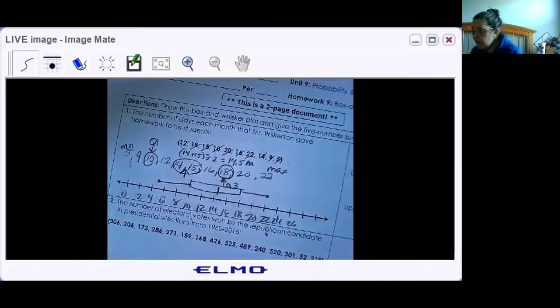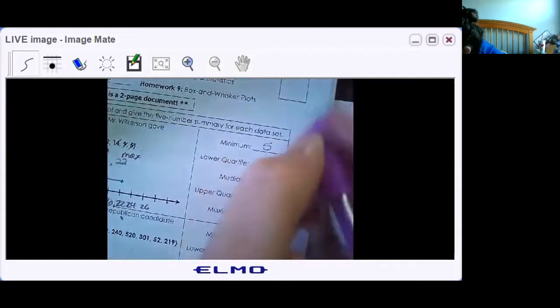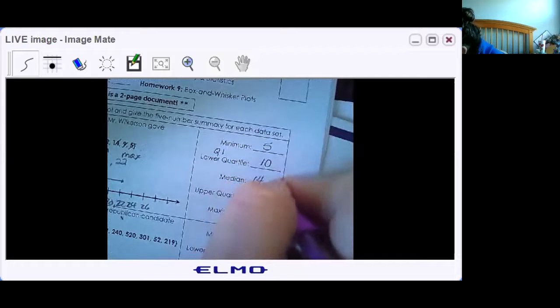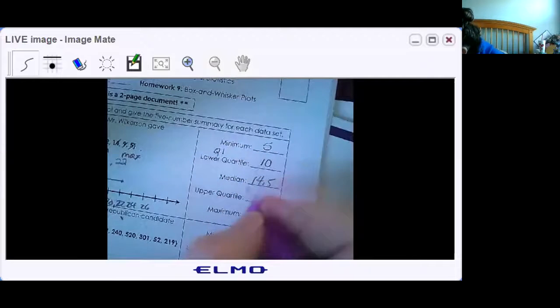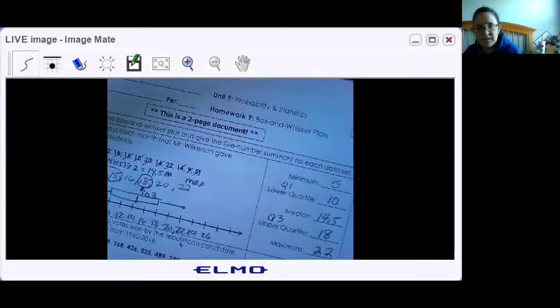Now we've created our box and whisker plot, and if we need to, we can come over here to the side. Our minimum was 5. Our lower quartile was 10. Our median was 14.5. Our upper quartile was 18. And our maximum was 22. So just taking it piece by piece.